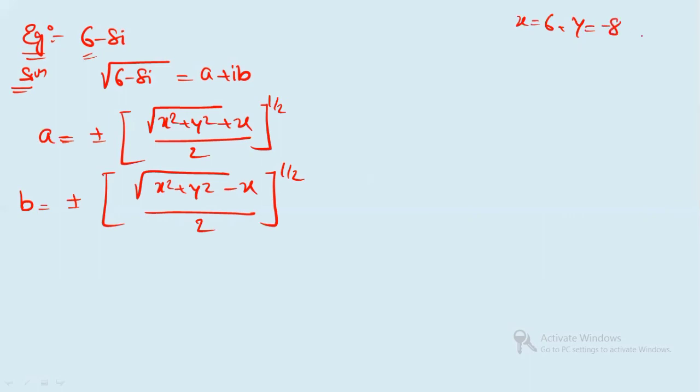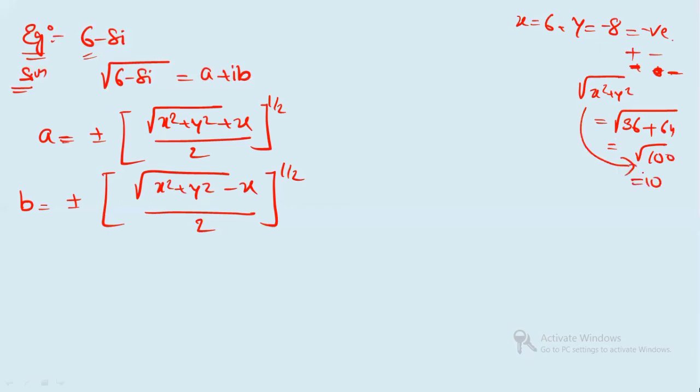So here if you see, x is equal to 6 and y is equal to minus 8. That is, my y is negative. Clear? So we have to take the combination of either a positive, b negative, or a negative, b positive, because y is negative. And we will see the value of x square plus y square because we will use it in the formula. Here x is 6, so 6 square is 36, plus y square, minus 8 square, that is 64. So this will give you root over 100, and you will get the value of root over x square plus y square to be 10.